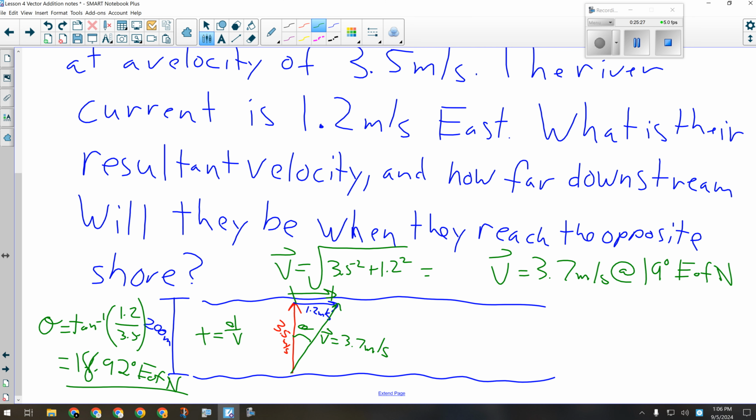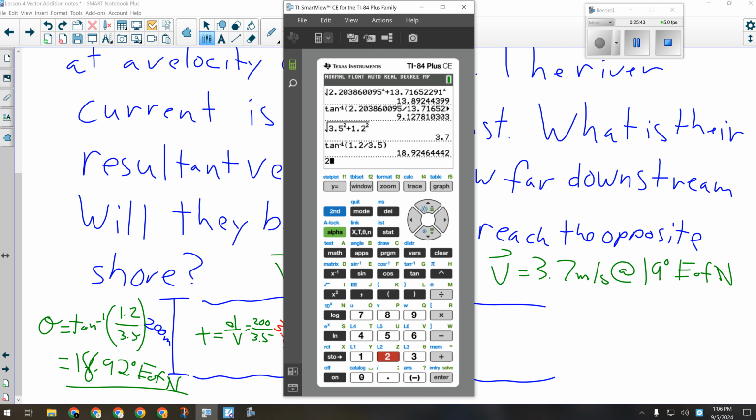Okay? I'm going to take that 200 meters, and I'm going to divide it by how fast I'm going in that direction. 3.5 meters per second, not 3.7. So if I do that calculation, that is how many seconds it will take me to cross the river. Okay, 57 seconds.